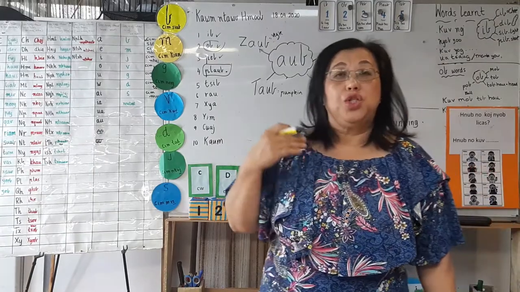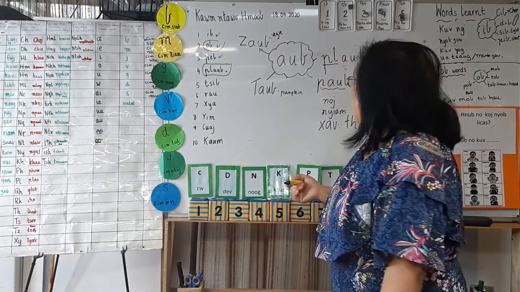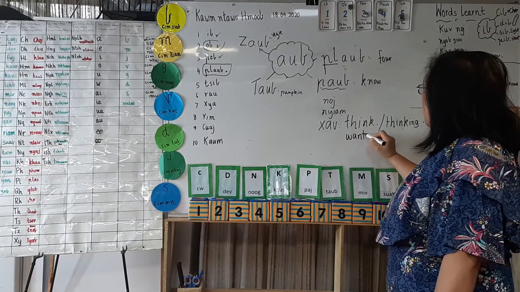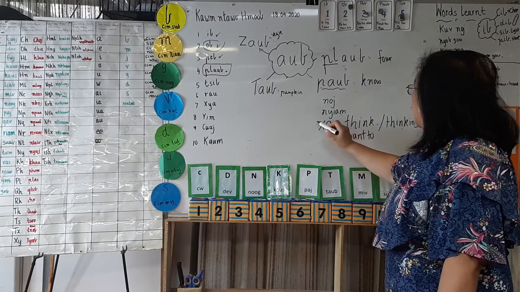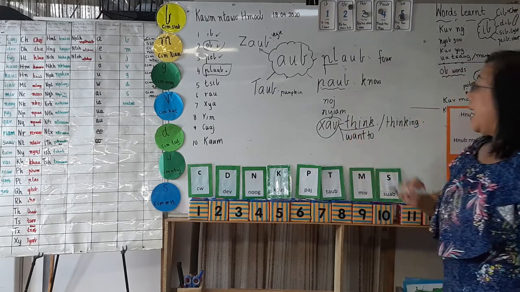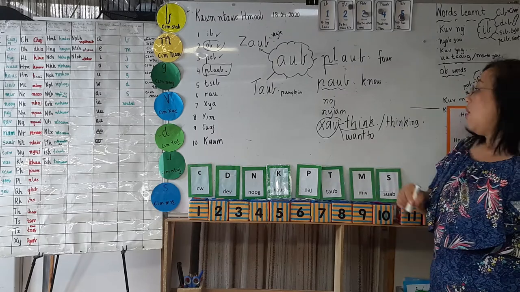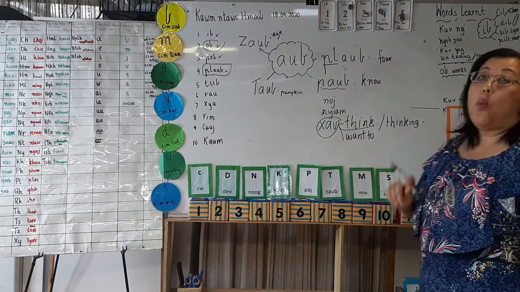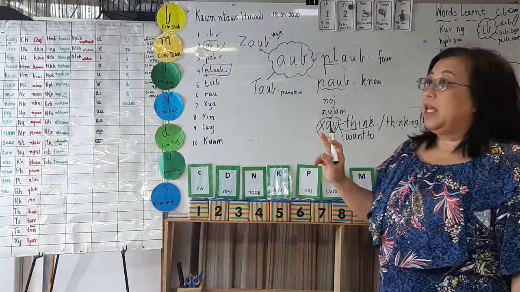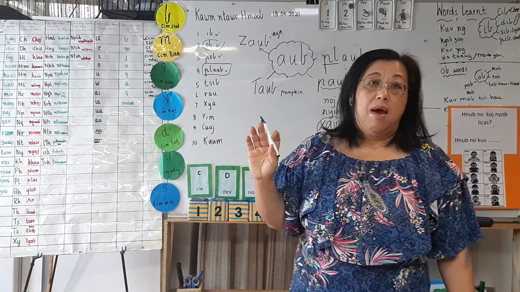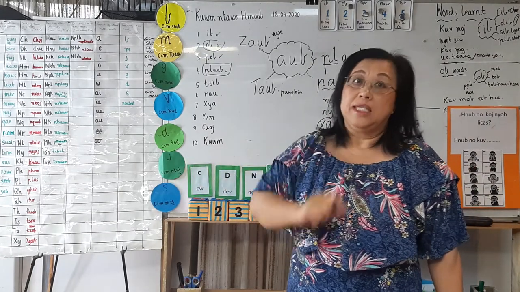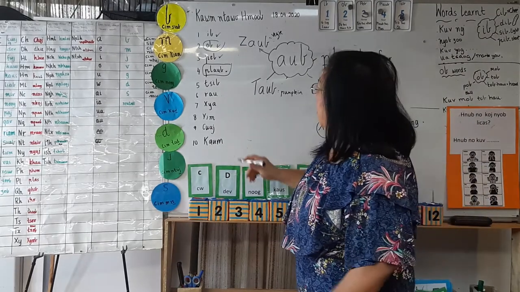I want to know you. If you say I want you, it could be want to. So this one here, sa in English could be think or thinking or want to. Sa. Remember our sentence? I like eating cucumber. Remember that sentence?